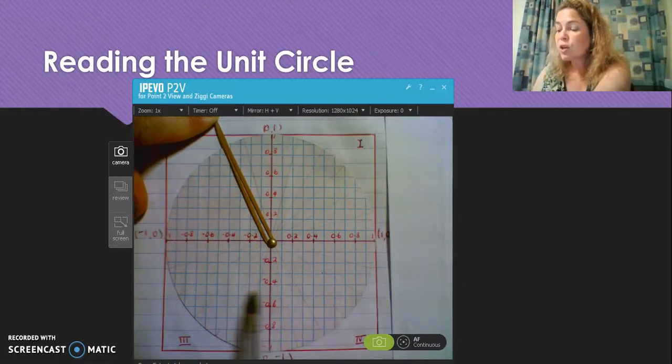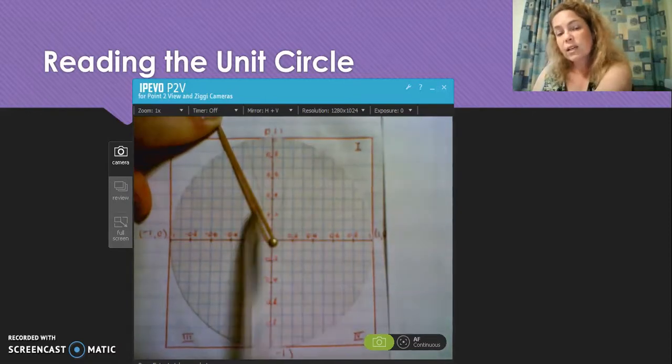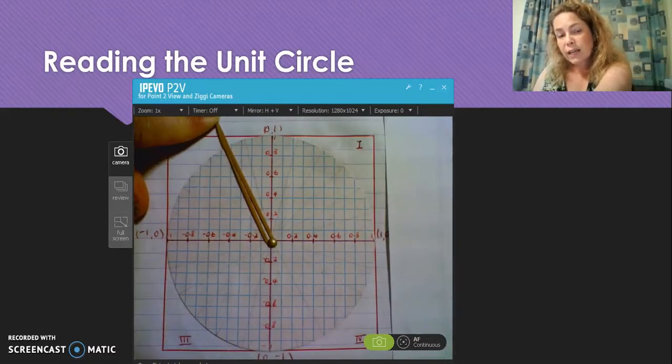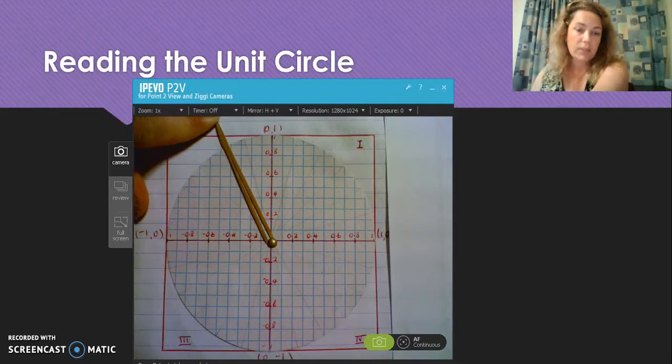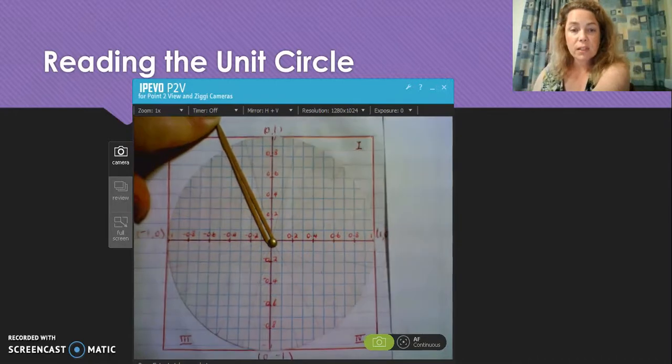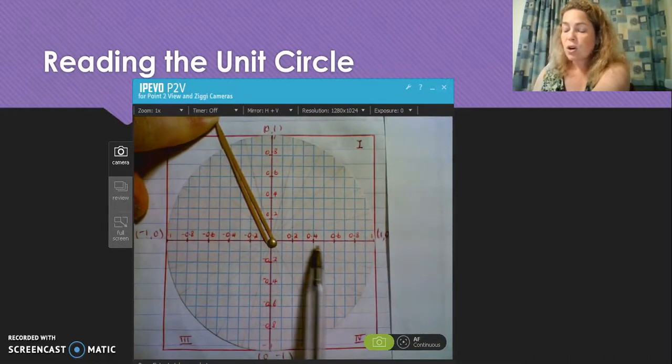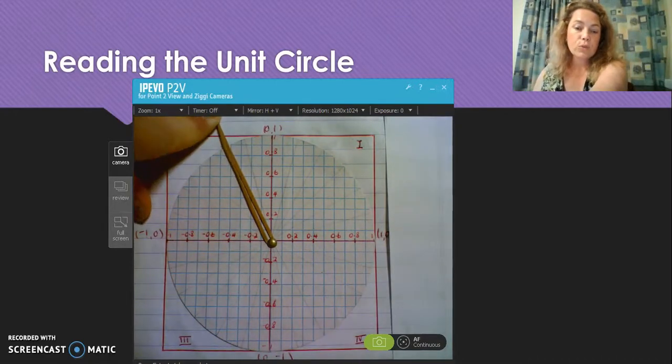So once we know our angle, we can get an idea of what our sine and our cos is of that angle simply by taking the vertical height for sine and the horizontal reading for cos.